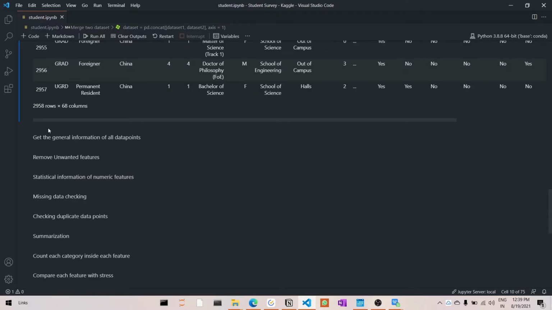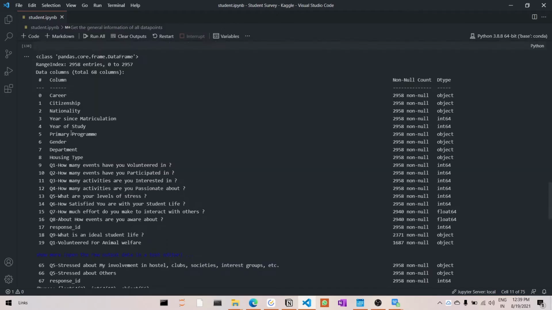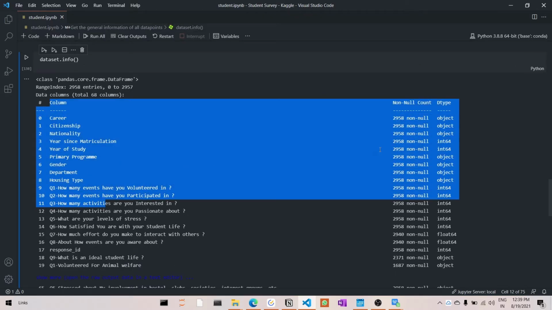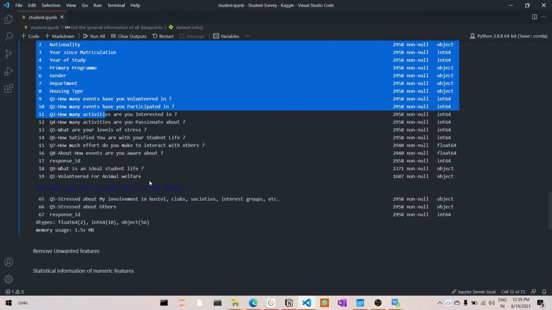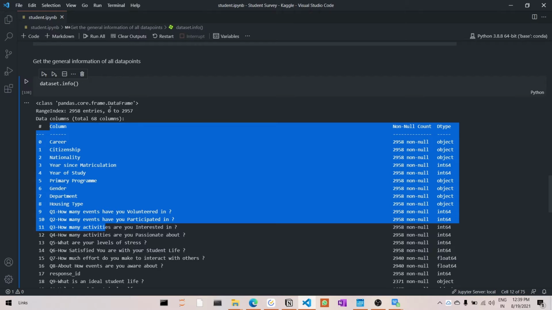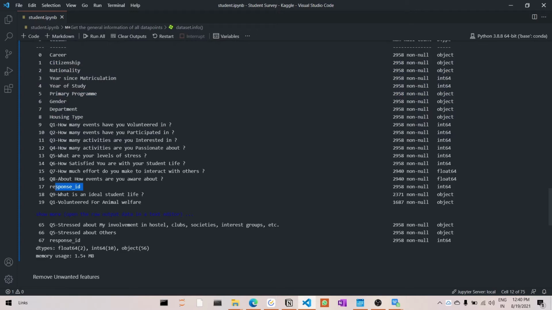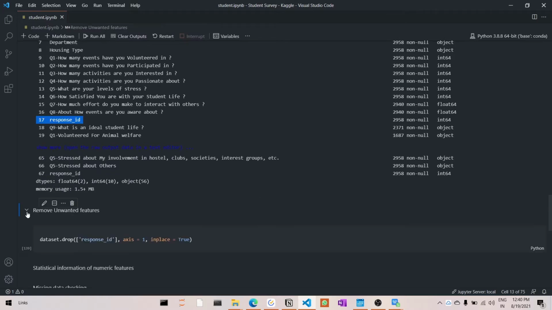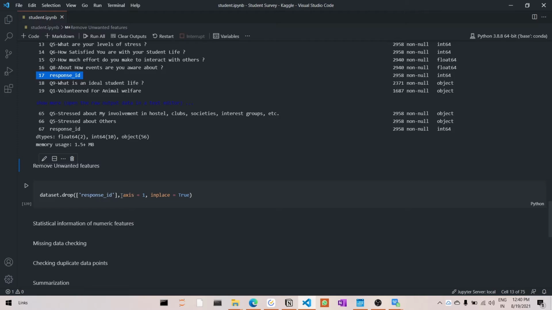Then first we want to find the general information about the data points. Here you can see the number of columns and the column names, then data types, then at the end the memory usage and range index. So this is the general information about our dataset. Then if you see, the response ID is repeating 2 times, at column 67 and at 17. We remove that because it is unnecessary. So you can see the response ID is dropped from our dataset.